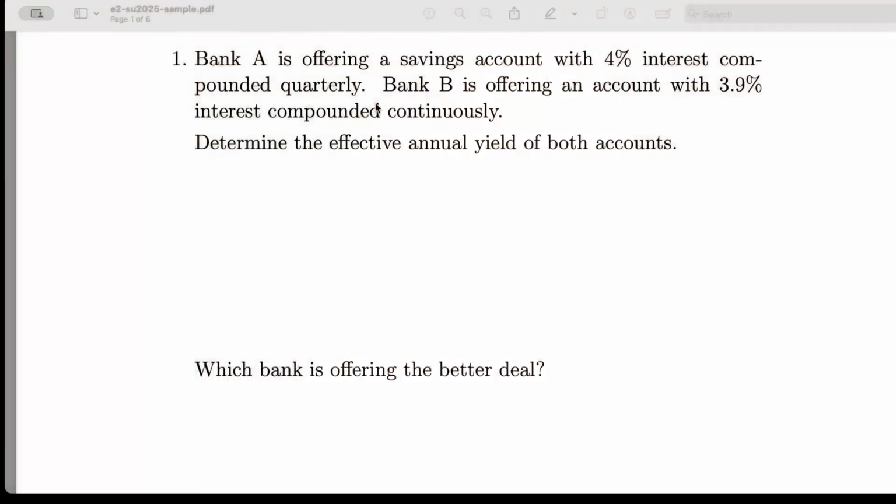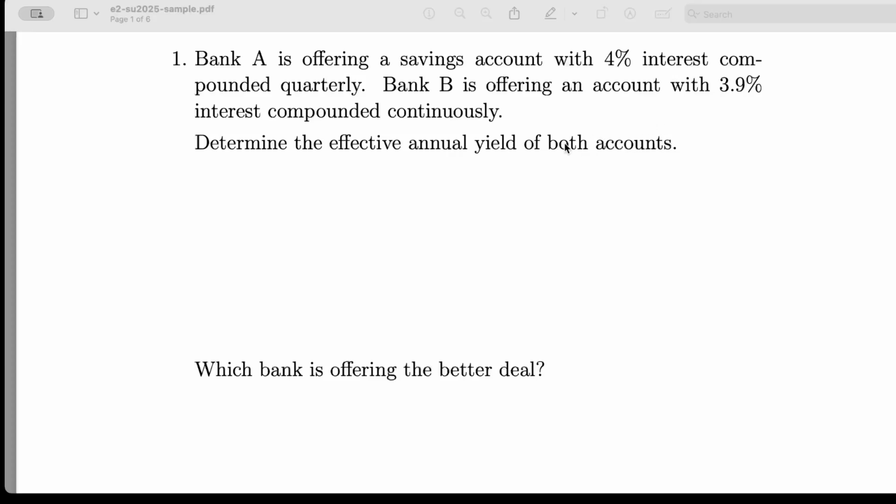The first problem in there asks us to compare two different banks, creatively named Bank A and Bank B. Bank A is offering a savings account with 4% interest, but it's compounded quarterly, 4 times per year. And Bank B is offering an account with 3.9% compounded continuously. It's usually the case that continuous compounding amplifies the effect of the compounding. But 3.9 is a good bit less than 4, so which one comes out better?